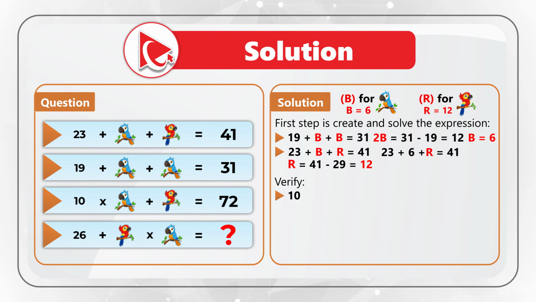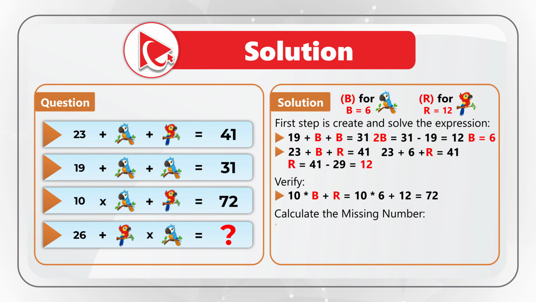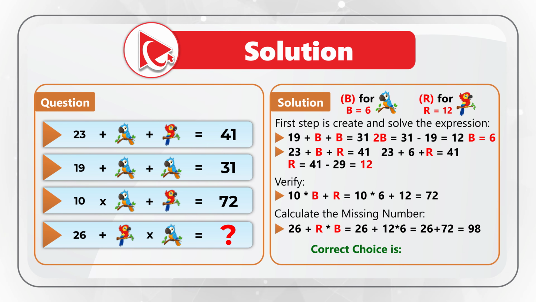10 multiplied by blue parrot B plus red parrot R equals 10 multiplied by 6 plus 12. 10 multiplied by 6 equals 60, 60 plus 12 equals 72. Now it's time to calculate the missing number. 26 plus red parrot multiplied by blue parrot equals 26 plus 12 multiplied by 6 equals 26 plus 72 equals 98. So the correct answer is choice C, 98.